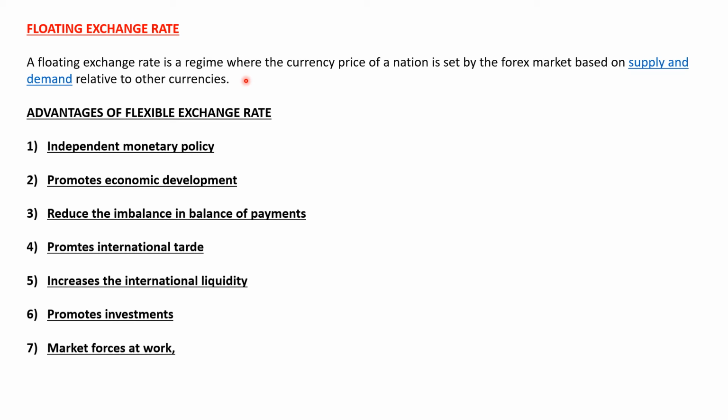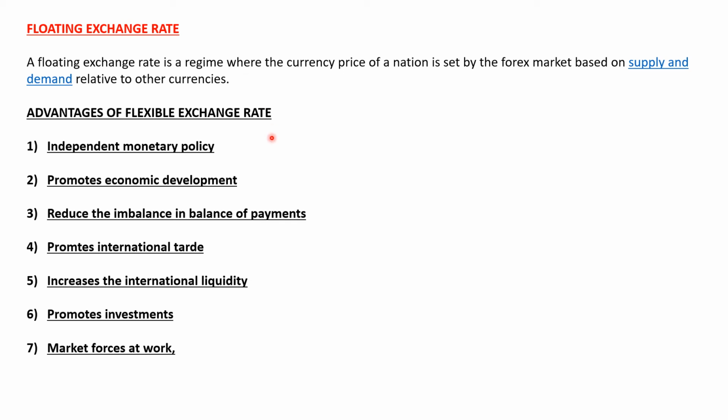Let's say if the demand for a particular currency is more in the market, the value of that currency appreciates. In case the supply of a particular currency is more, then the value of that currency in the market will depreciate. So this is all about floating exchange rate. Let's see the advantages of flexible exchange rate. We call floating exchange rate a flexible exchange rate also.